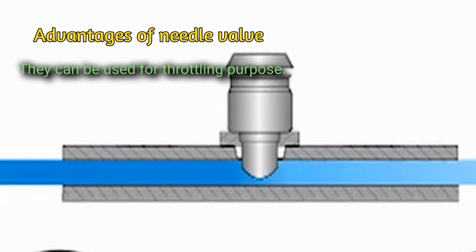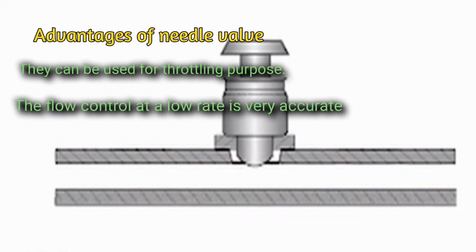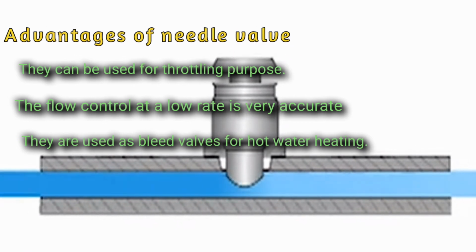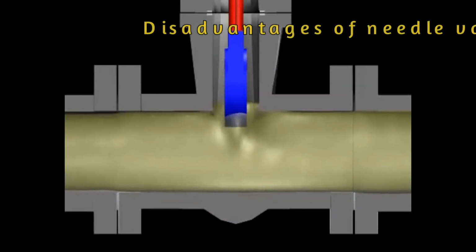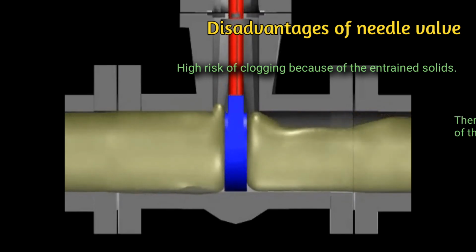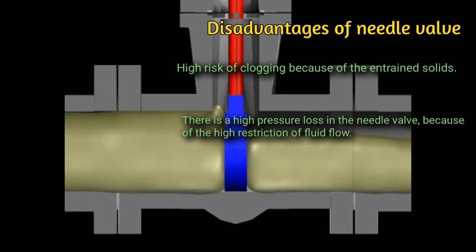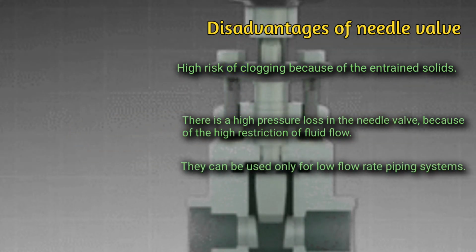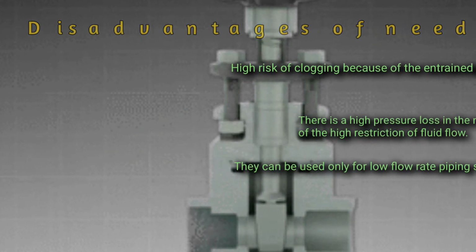They can be used for throttling purpose. The flow control at a low rate is very accurate. They are used as bleed valves for hot water heating. Disadvantages of needle valve. High risk of clogging because of the entrained solids. There is a high pressure loss in the needle valve because of the high restriction of fluid flow. They can be used only for low flow rate piping systems.